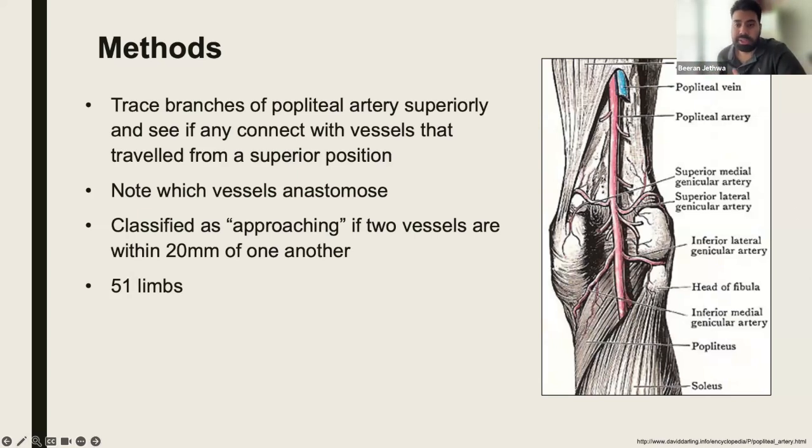So many vessels came close to one another, specifically within 20 millimeters, but no physical connection was visible to the naked eye, and these were classified as an approaching anastomosis. This protocol was established in a previous publication in order to account for microscopic connections that are not visible, but, like you said, exist. We just can't see them with the naked eye. And also there'd be a risk, if you go further in, of breaking those capillaries and really small arterioles. So to make sure that we maintained that tissue and kept it intact, we had this approaching protocol. I hope that makes sense.